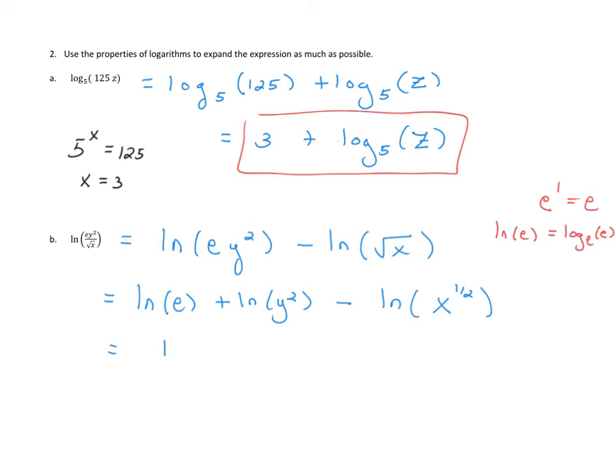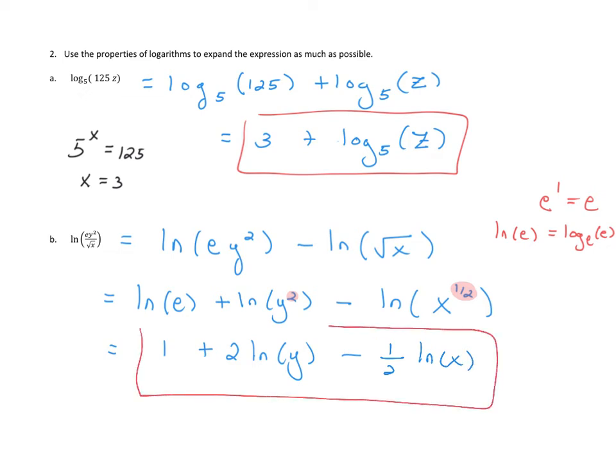So here we have 1 plus, now I'm seeing in this next piece here, I have this exponent of 2, and there's a property of logarithms that says that 2 can come down front. So I'm going to write this as 2 natural log of y. And likewise, I see another power that I can bring down to the front of the logarithm, and I can write this as 1/2 the natural log of x. This cannot be simplified any further, and this is the final answer.